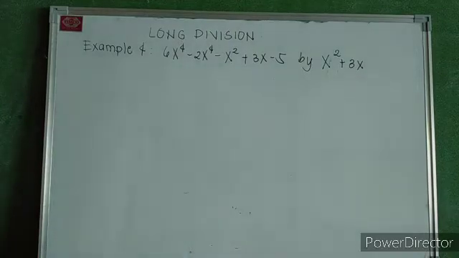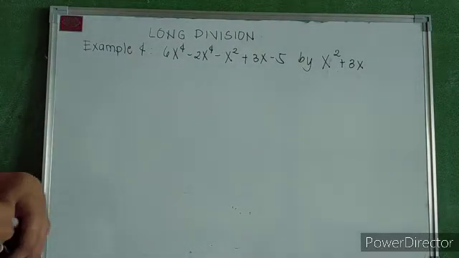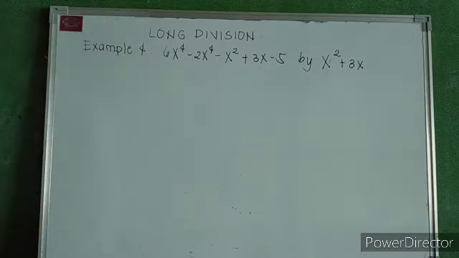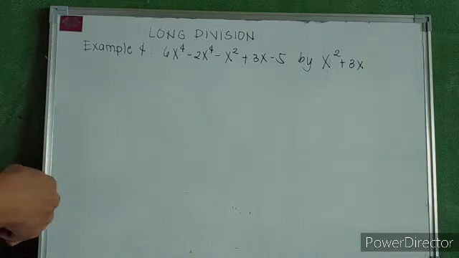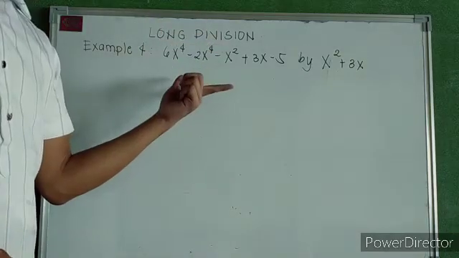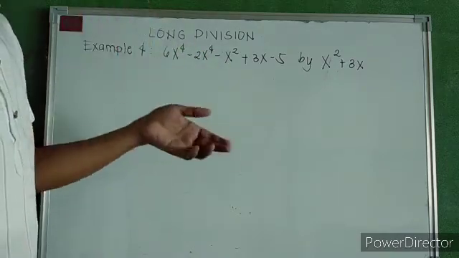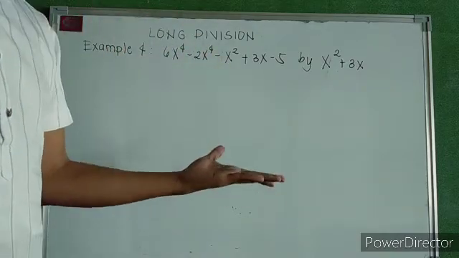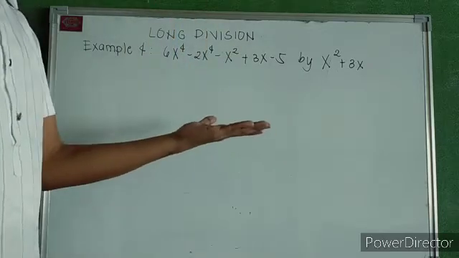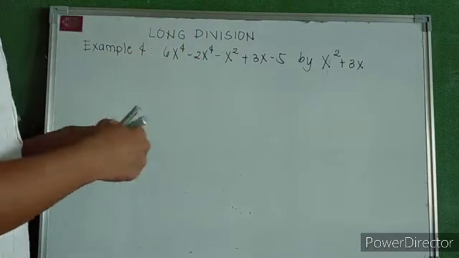So let's say meron tayong next na given dito, that is given by 6x to the 4th power minus 2x to the 4th power minus x squared plus 3x minus 5 by x squared plus 3x. So kung mapapansin nyo dito sa ating dividend, meron tayong magkamukhang term. So that is, meron tayong magkamukha na quartic term. So before tayo mag-proceed dun sa ating division, kailangan i-simplify muna natin sila.